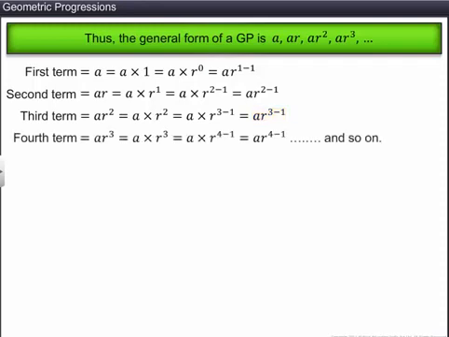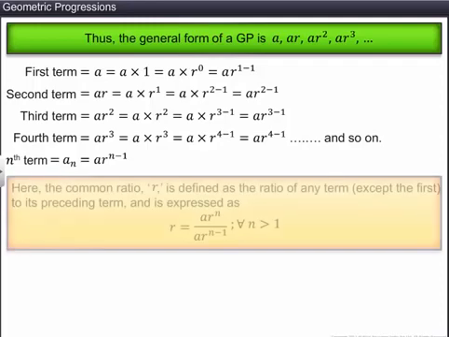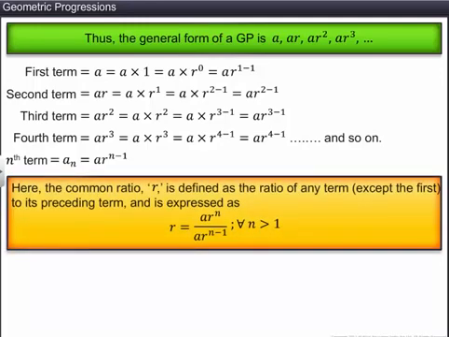Remember that the nth term is also called the general term of the GP. Here the common ratio, r, is defined as the ratio of any term except the first to its preceding term, and is expressed as the (n plus 1)th term divided by the nth term for all n greater than or equal to 1.